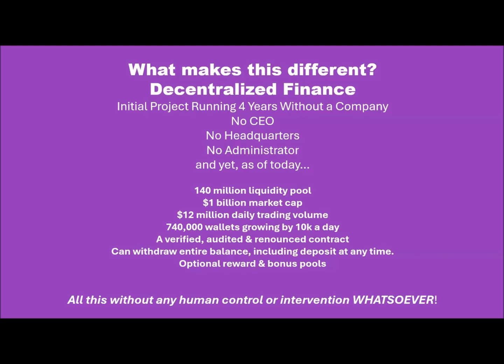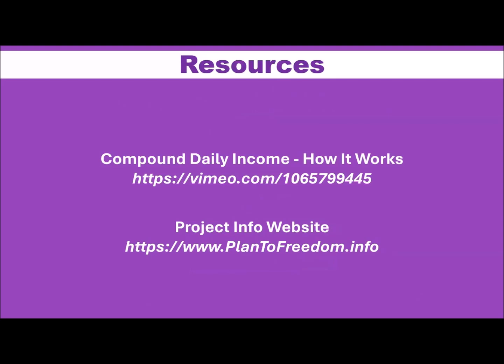Now, you can do all this without ever talking to one person, but should you decide to share it with others, there is an optional reward program and a bonus pool that you can participate in. So all this without any human control or intervention whatsoever. Ladies and gentlemen, this is exactly where you and I want to be. So a couple of terms you can look up are decentralized finance and smart contract. Write that down.